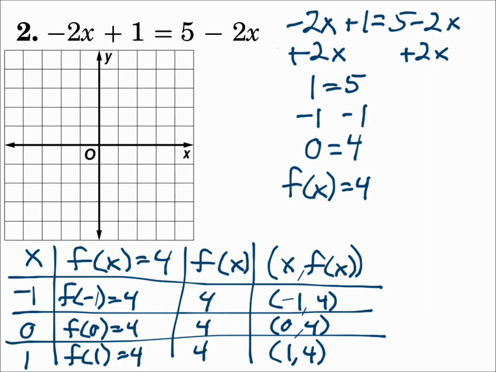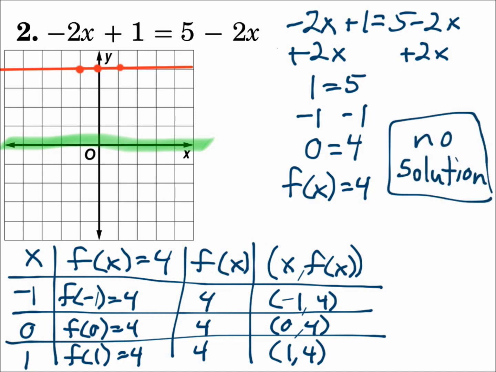So now I'll plot those points. -1, 4, 0, 4, and 1, 4, giving me a horizontal line right there. The solution is the x-intercept, but the line never crosses the x-axis, so there is no x-intercept. There is no solution. And if you remember, when we were back here at 1 equals 5, remember when the variables cancel out and you have a false statement, then there is no solution, and it works just the same here for the graph.